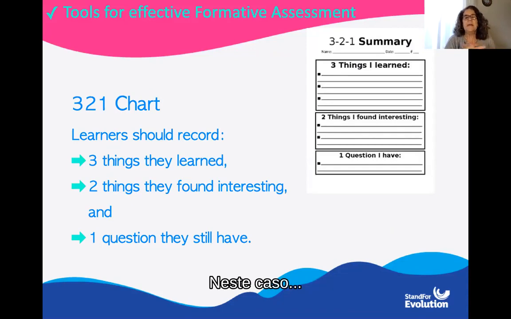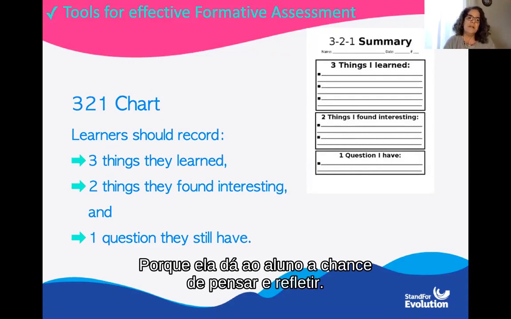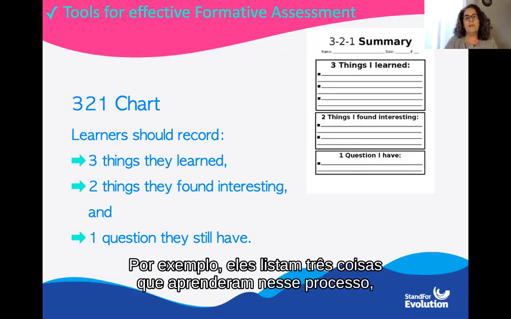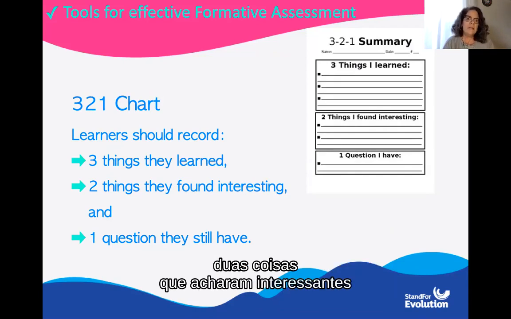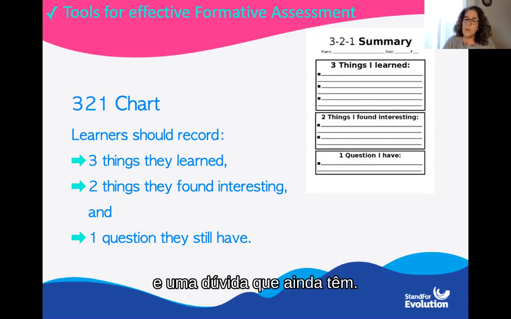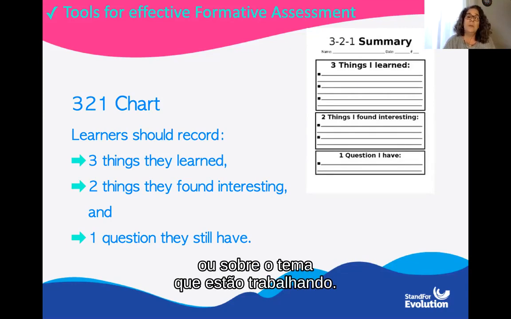In this case, this handout of the 3-2-1 chart is really interesting because it gives the learner the possibility to think and reflect. For example, provide 3 things they learned during this process, 2 things they found interesting about what they learned, and what question they still have. It may be regarding language, or it may be regarding the topic they've been working with.